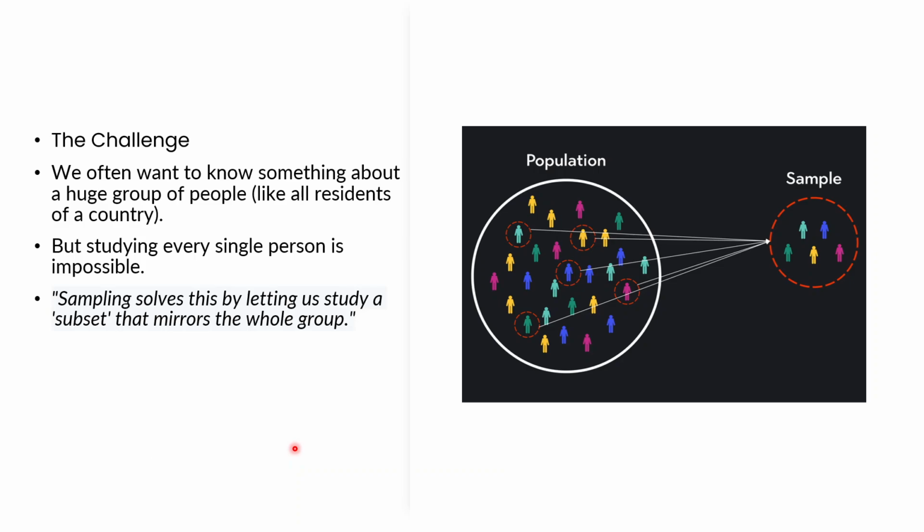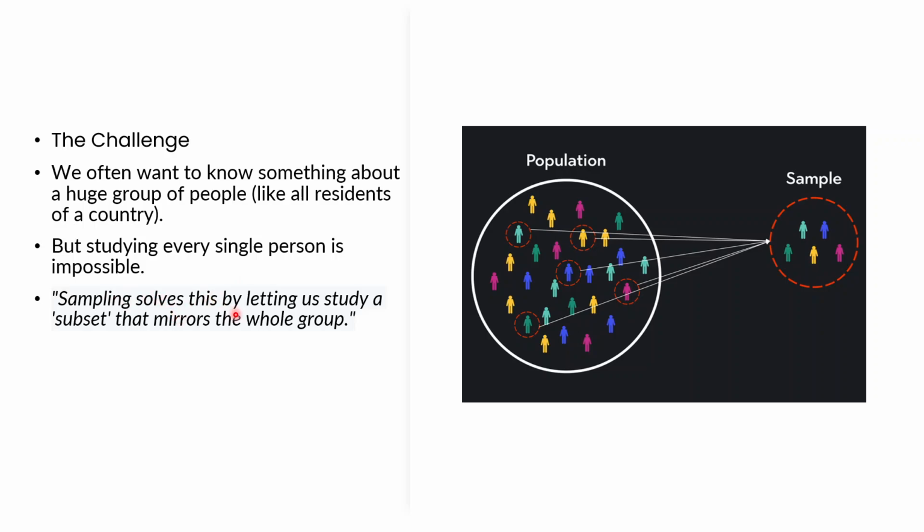So how does this sampling help us? We often want to know something about a huge group of people. Like I want to know about all the citizens of the country. But is it possible for me to reach every citizen of a country? Studying every single person is impossible. So what we do is randomly pick some people from the entire population, and based on them we will perform a study, right?